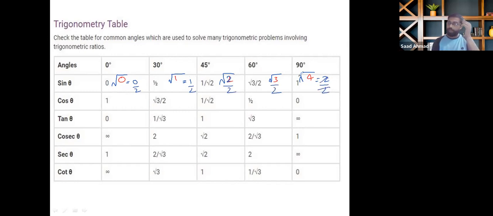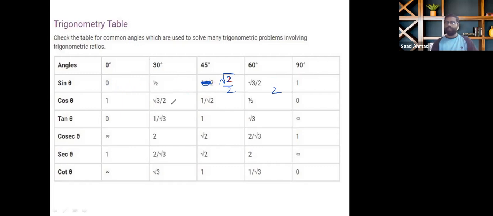And 2 over 2 is 1. All right, so in the last one, we get 1, square root of 3 over 2, square root of 2 over 2. And this one, we can use this: square root of 2 over 2, 1/2. And 0 divided by something is 0.